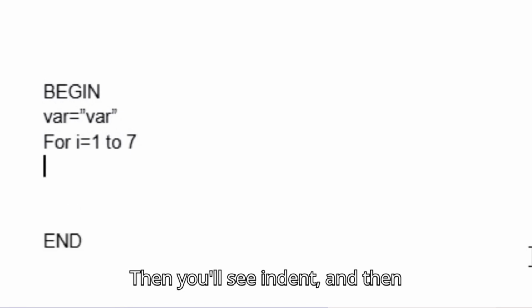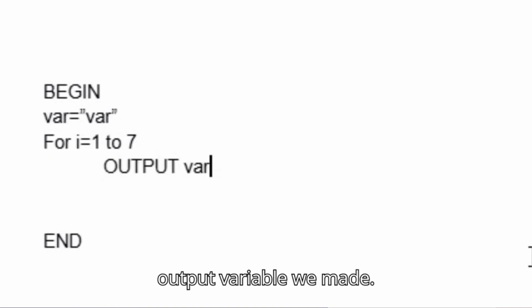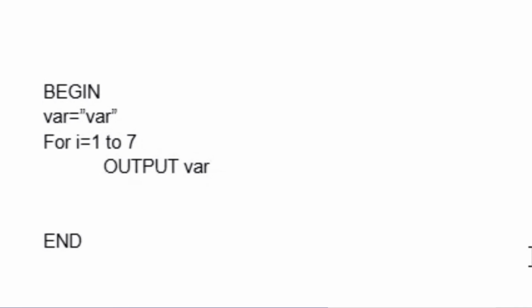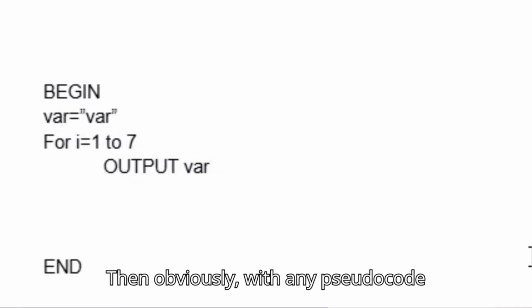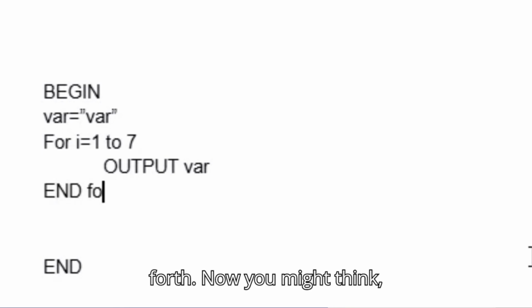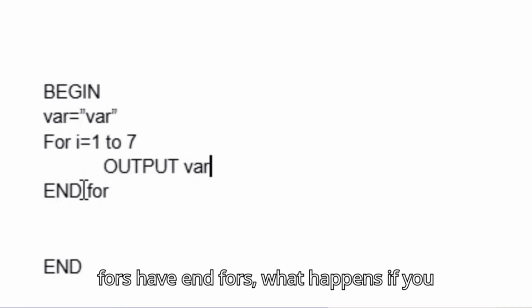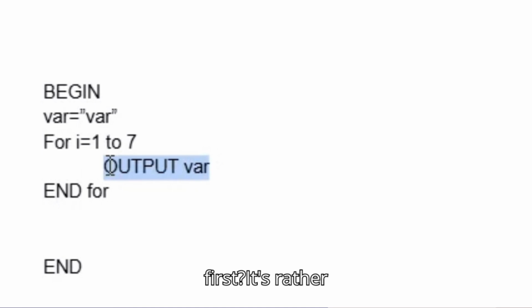Then you obviously indent, and then make it do whatever you want it to do. So our output variable we made. Then obviously, with any pseudocode thing, you have to end it. End for. Now you might think, well, if ifs also have end if, and fors have end fors, what happens if you had an if inside of for? Which one goes first? It's rather simple, it just goes based on the layer of indentation.